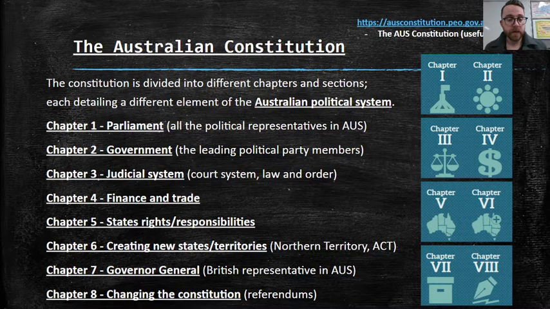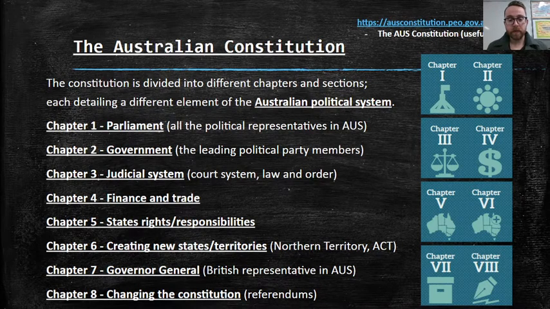Chapter 6 looks at creating new states and territories. So if you were paying attention last lesson, when I showed you the map of Australia before Federation, there was no Northern Territory. South Australia was this big state, or big colony, that expanded across South and North. So Chapter 6 deals with creating new states like the Northern Territory or the ACT. So it talks about, all right, here's what you need to do to make a new state. Here's what those new states or territories can do.